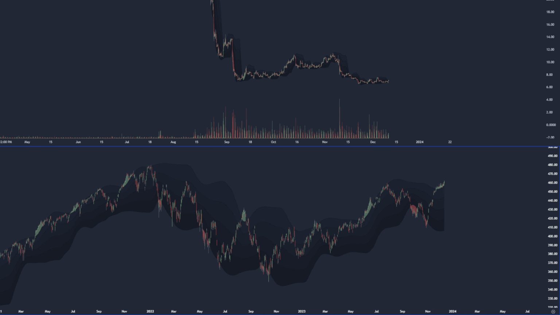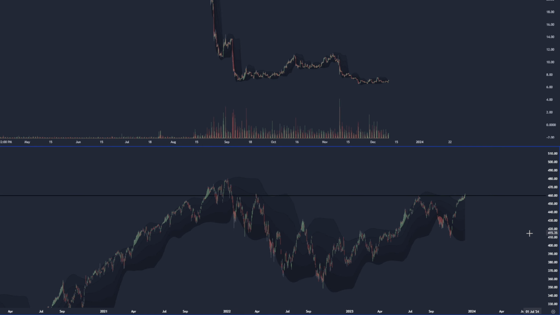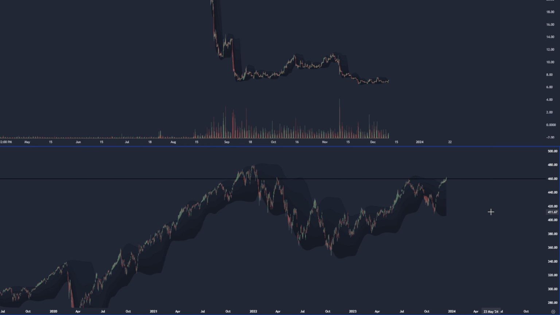It already broke resistance right here, short term, and it's going on to break basically that 480 range. Now, do I think that's going to happen in the short term? I don't think it's going to happen this year. But I think we're going to get somewhere in this volume up here before we get a break. There's two things I'm tracking on SPY right now that kind of confirm this a little bit.